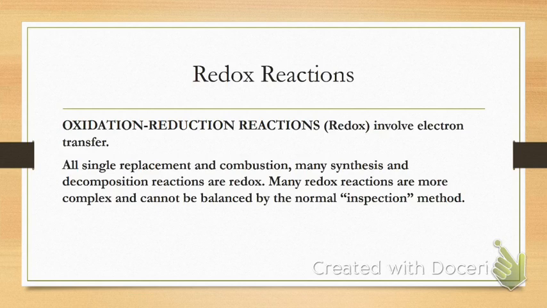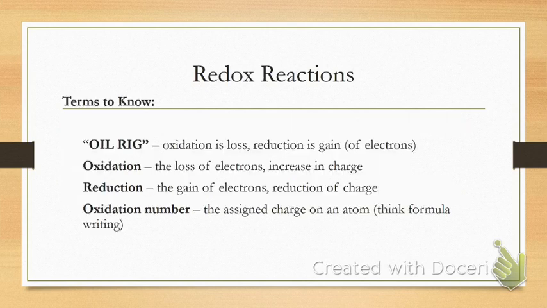So I don't know if you remember the half reaction where we break it up into what's being oxidized, what's being reduced, and then we balance it and put it back together. So that's what we're going to refresh our sweet little minds with. Okay, terms to know, there we go.